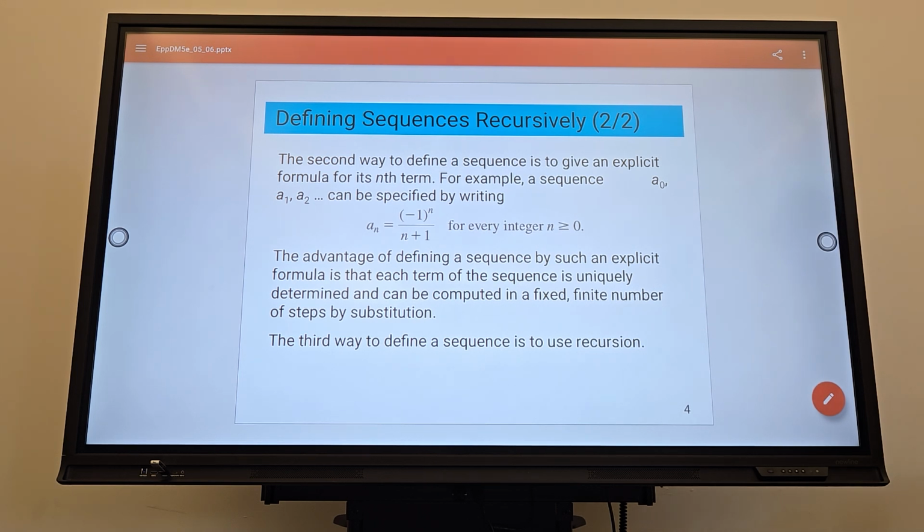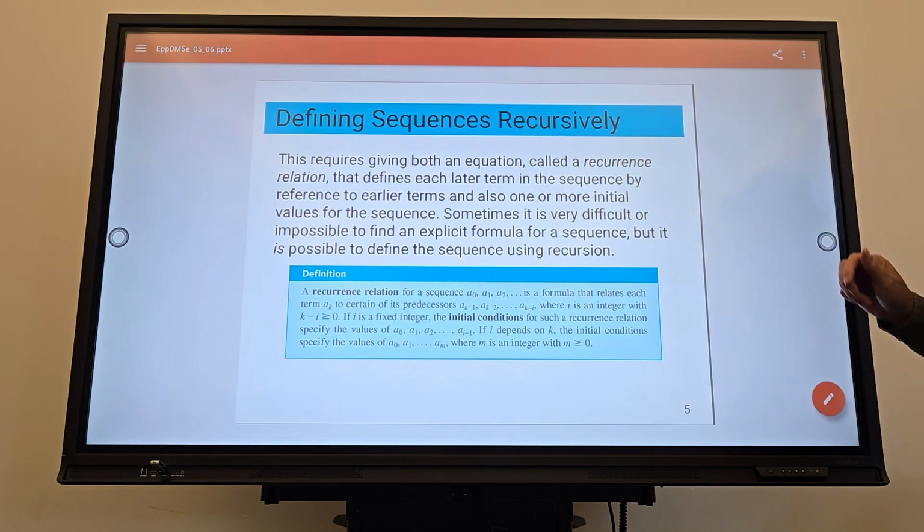The third way to define a sequence is to use recursion. This requires both an equation called a recurrence relation, which defines each later term in the sequence by reference to earlier terms, and also one or more initial values for the sequence. Sometimes it is very difficult or impossible to find an explicit formula for a sequence, but it is possible to define the sequence using recursion.